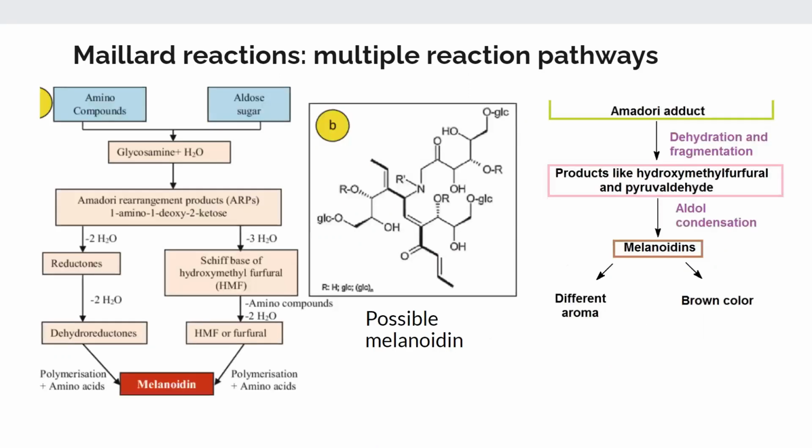A third reaction involves loss of three water molecules, producing a Schiff base. Then the compound reacts with amino acids and water to form melanoidins, which can give both pleasant and bitter flavors.